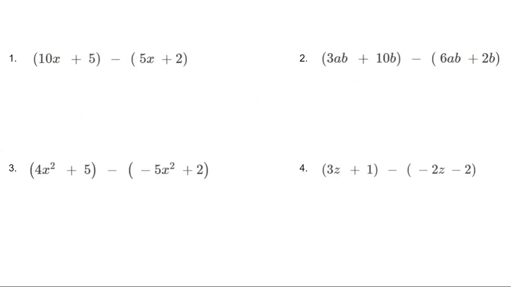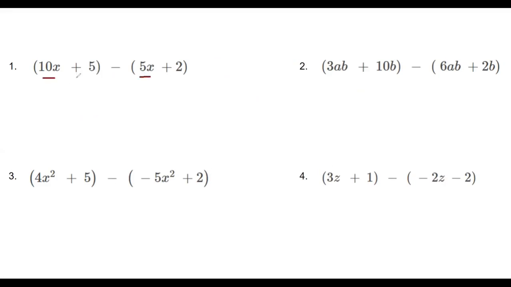All right, number 1 here. Let's identify our like terms. We've got 10x, we have 5x, we have plus 5, and we have plus 2. So those are going to be our like terms. So we can rewrite the first part, 10x plus 5. And then for the next part, we're going to remember to change the sign because we are subtracting this polynomial. So plus 5x is going to become minus 5x. Plus 2 is going to become minus 2.